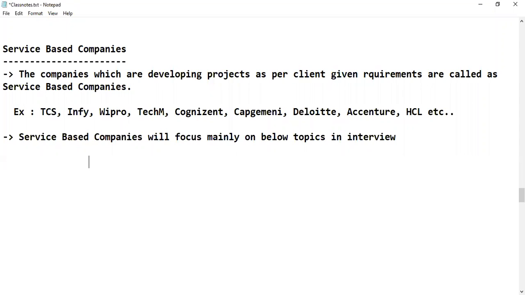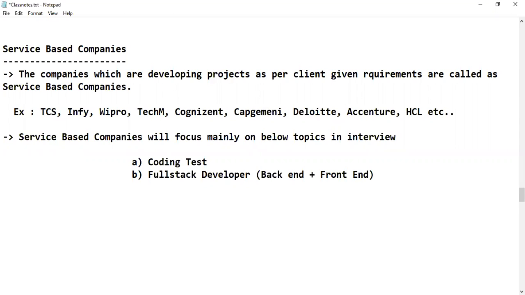Nowadays, these companies are also conducting a coding round. A coding test will be available to check your programming skill. Then, as you are going for Java development, they will expect full stack developers, that means who can do back-end development as well as front-end development. And they are expecting you to know microservices development. Nowadays, all the projects we are developing with microservices architecture, so they will expect you to be a microservices developer.